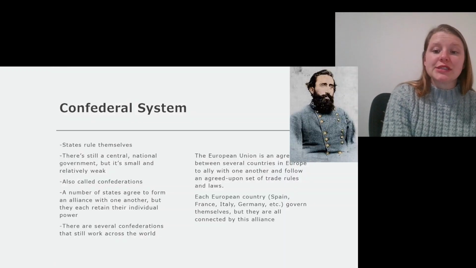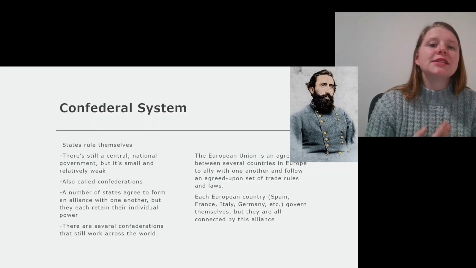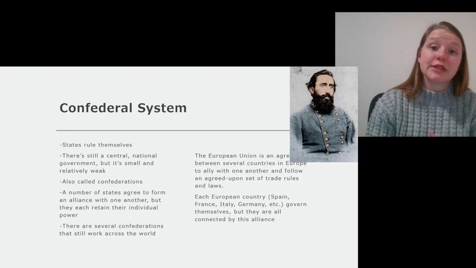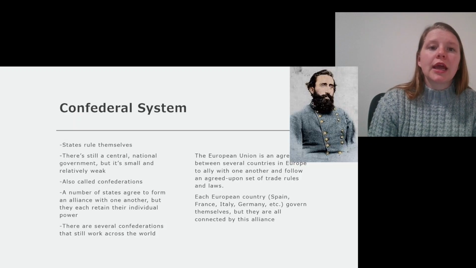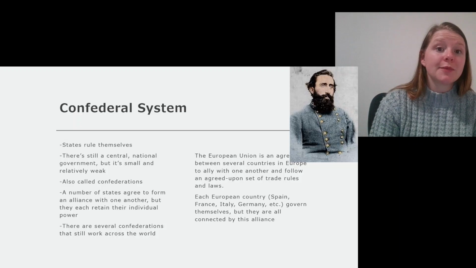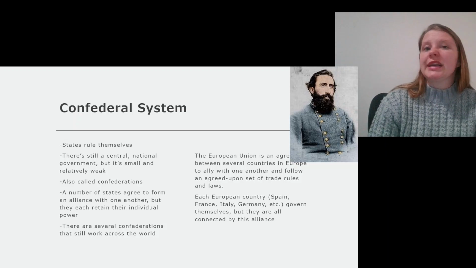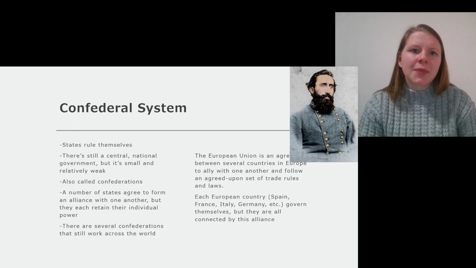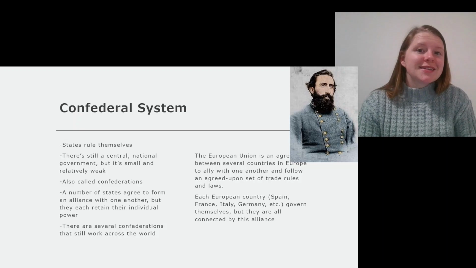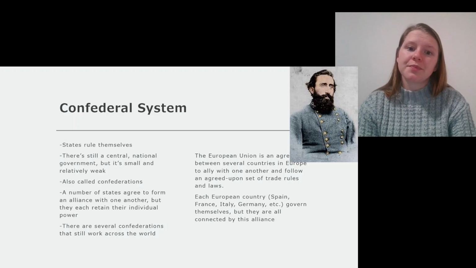Then we have the confederal system. This is where states rule themselves. There's still a central national government, but it's small and relatively weak. The European Union is an agreement between several countries in Europe to ally with one another and follow an agreed upon set of trade rules and laws. Each European country, like Spain, France, Italy, Germany, they govern themselves, but they are all connected by this alliance, and they have that confederal system.